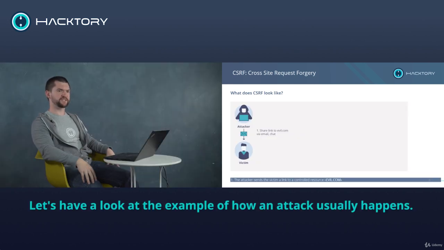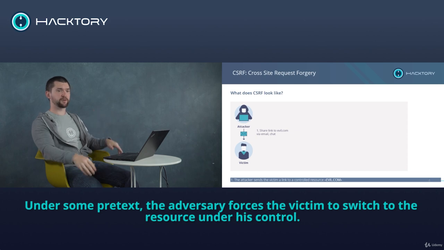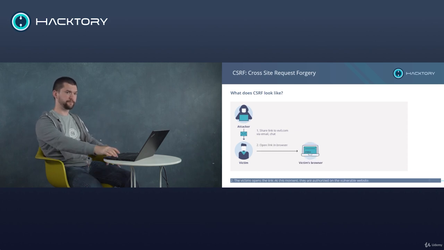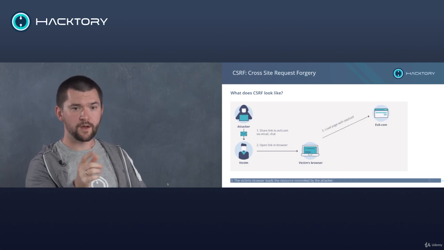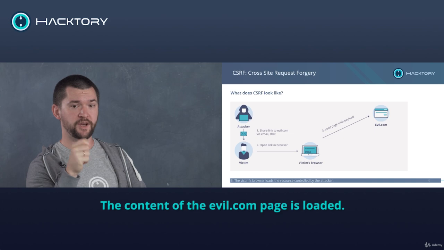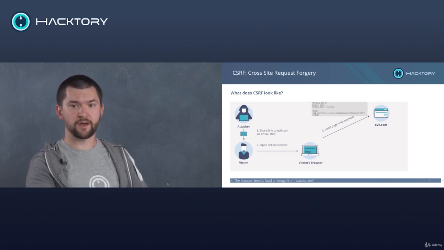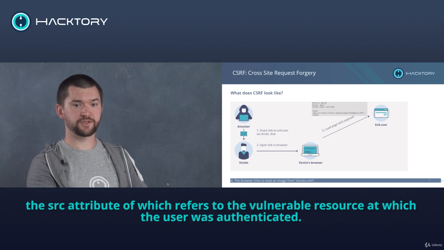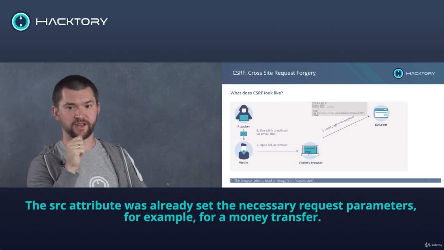Let's have a look at an example of how the attack usually happens. Under some pretext, the adversary forces the victim to switch to the resource under his control. The user opens this resource in the browser. The content of evil.com pages is loaded. In the contents of the page, there is an img tag, the SRC attribute of which refers to a vulnerable resource to which the user was authenticated. The SRC attribute already has the necessary request parameters set, for example, for a money transfer.